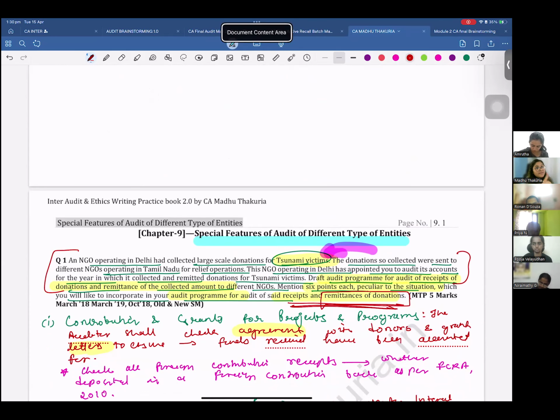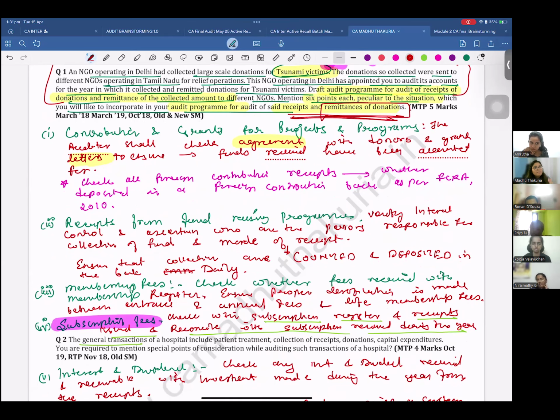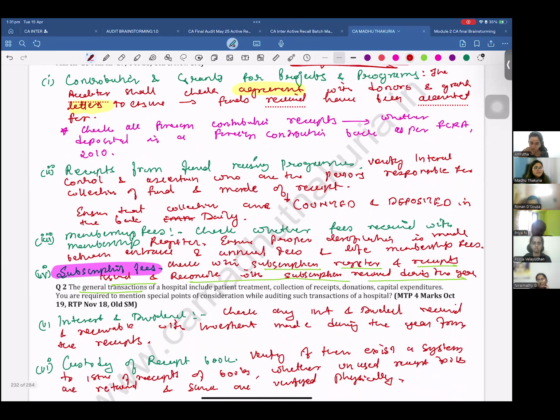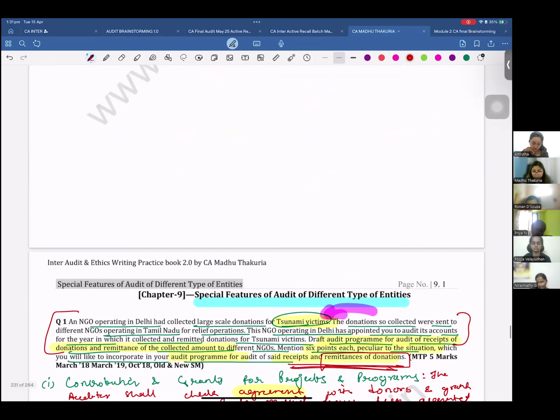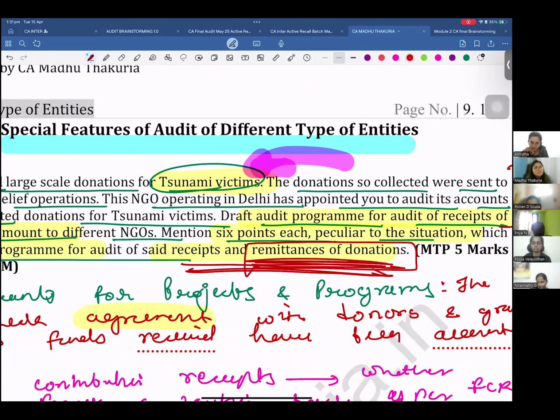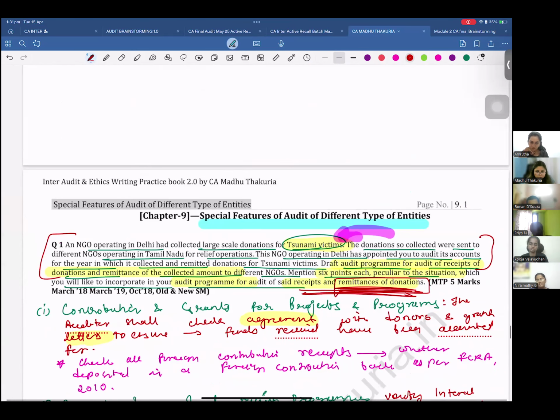In case of specific to donation remittance. Now we are not talking about generally all types of incomes, right? We talked about all types of income already. We talked about the income from the project or programs, the income from the fundraising program, the income from the membership fees, the income from subscription fees, interest and dividend, and custody of receipt books. We talked about all of that. But they are specifically asking you, in case of remittance of donation, what are the points you will verify as an auditor? What you want to include in your audit program, right?